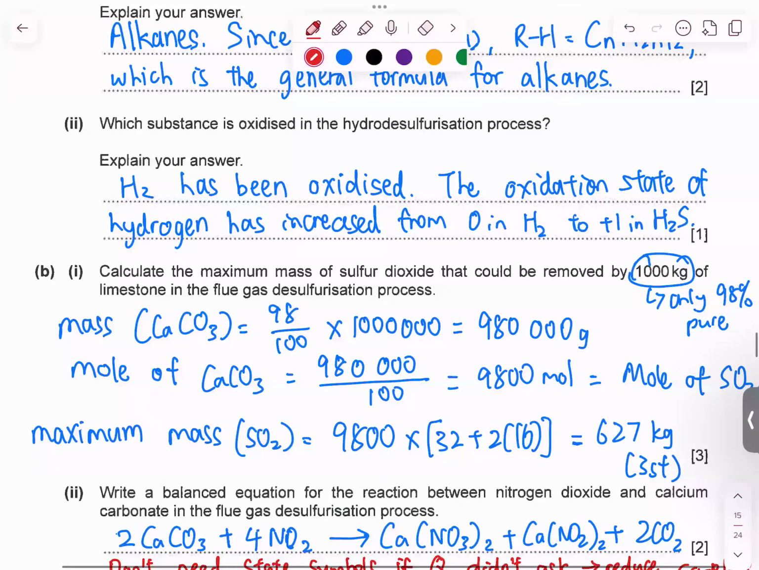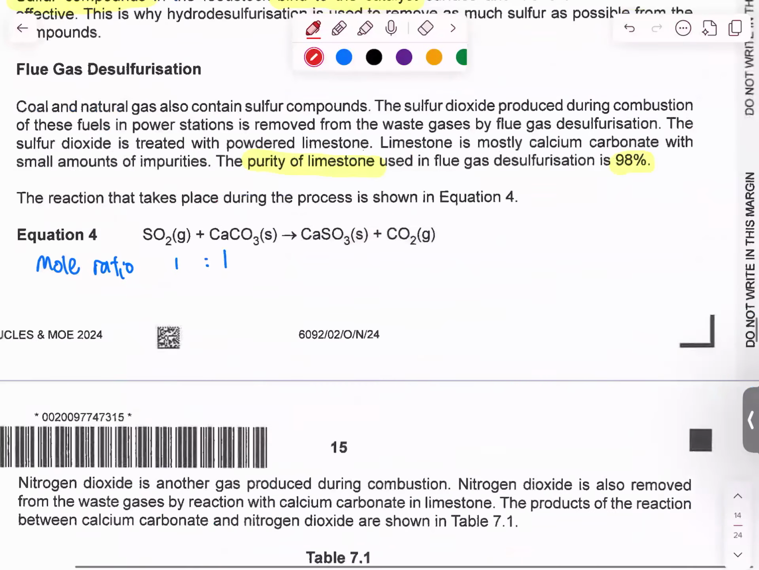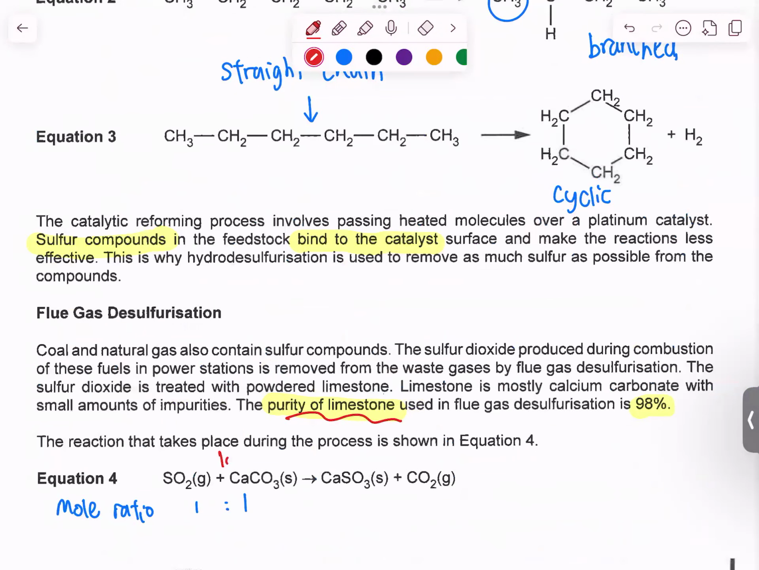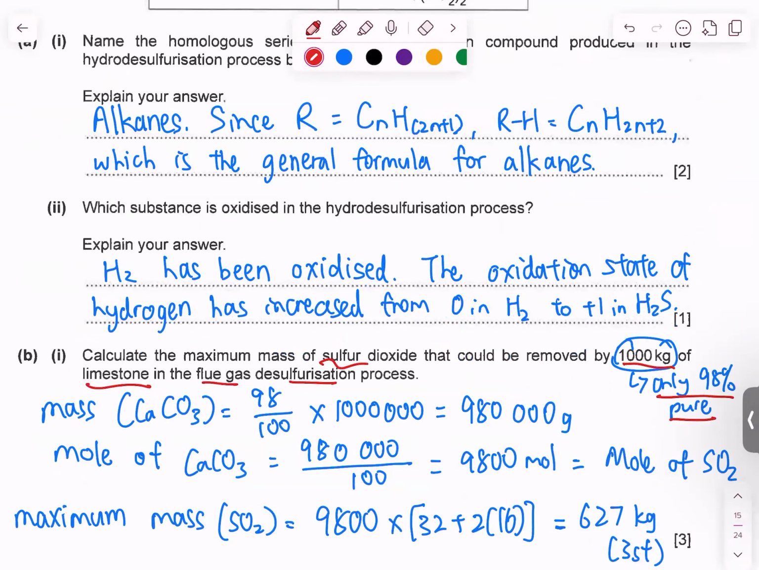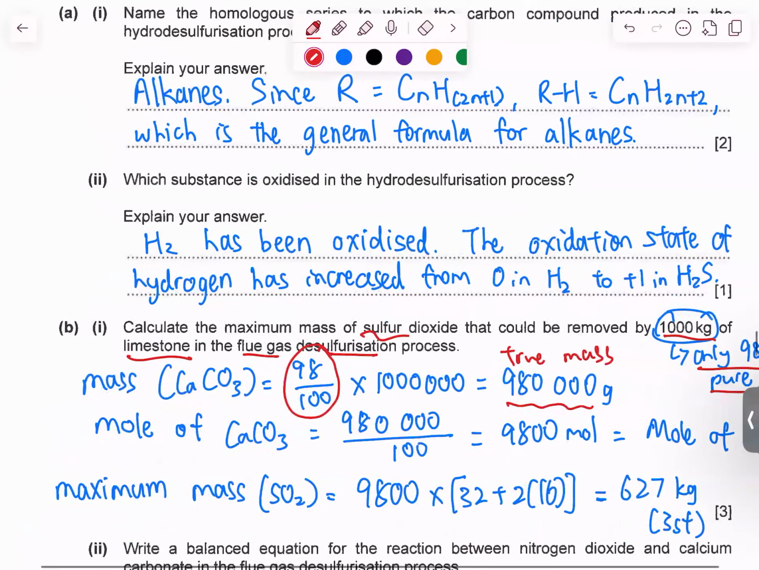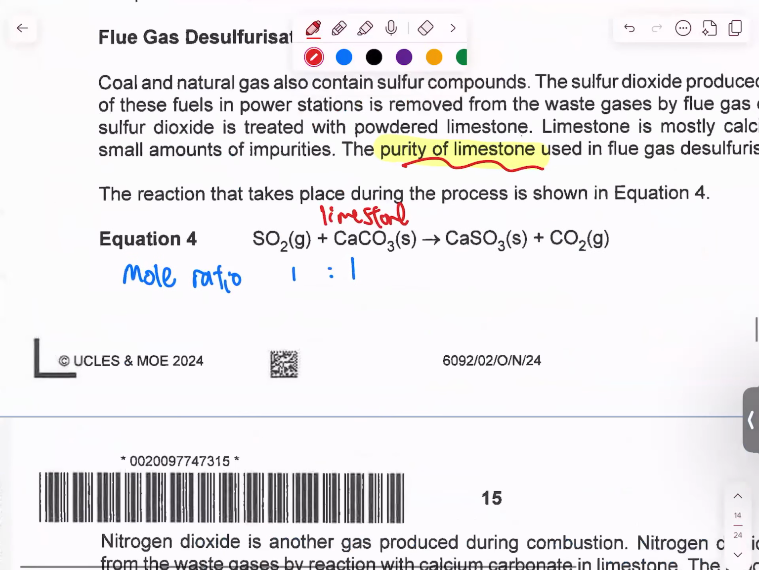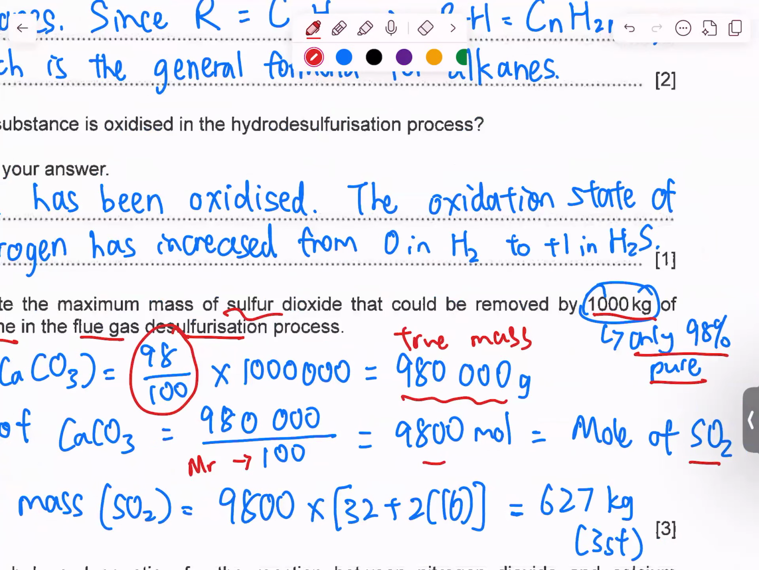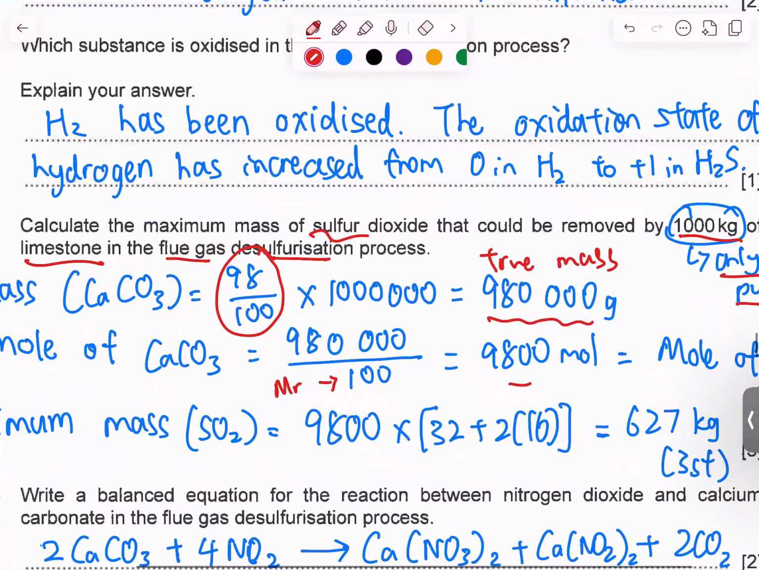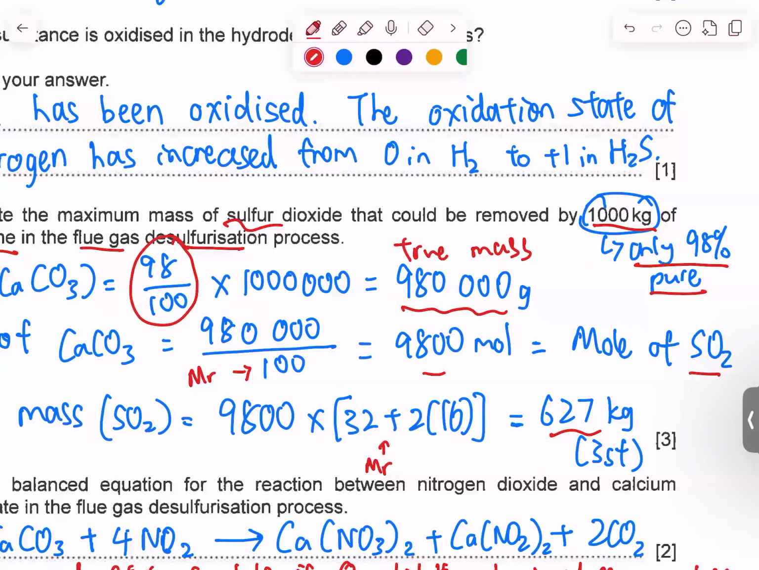Calculate the mass of sulfur dioxide that can be removed from 1000 kg of limestone, which is your calcium carbonate, in a flue gas desulfurization process. Now, the passage says that it is only 98% pure. So we can see the purity of the limestone is 98%. So you do not just take this 100 and divide by the molecular mass. You have to account for the percentage purity first. Then this will be the true mass of your calcium carbonate. After that, divide by the Mr of calcium carbonate and you find the number of moles. Based on the mole ratio of the chemical equation, 1 to 1, the number of moles of sulfur dioxide must be the same as calcium carbonate. Then just multiply by the Mr of sulfur dioxide, and you will get the maximum mass of SO2 that can be removed.